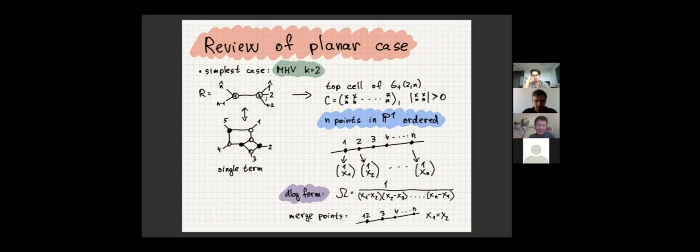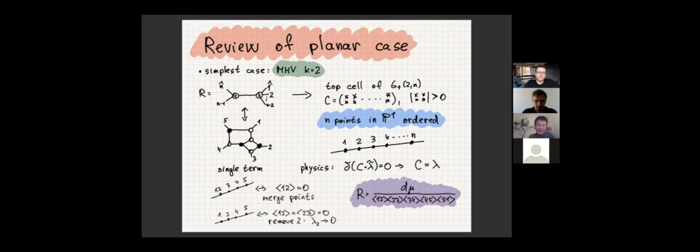And when we take the residue x1 equals x2, it corresponds to pinching these points. Now, instead of these positions, we use the lambdas. Actually, the condition C dot lambda tilde solves C being the same as the lambda matrix. And the D-log form has this famous Parke-Taylor structure, when again sending the angle bracket 1, 2 to 0, which is just the 2 by 2 determinant of these lambda spinors, corresponds to merging points 1, 2.